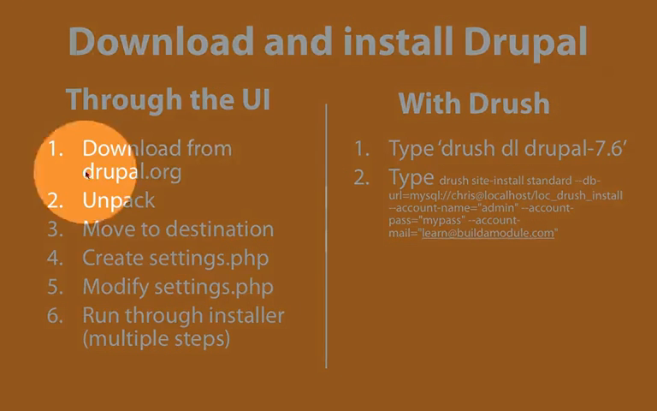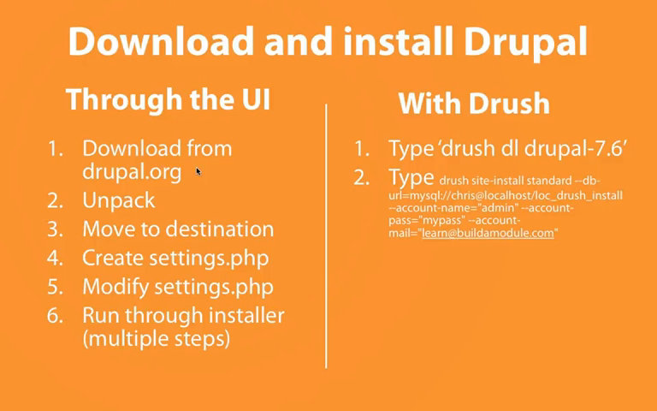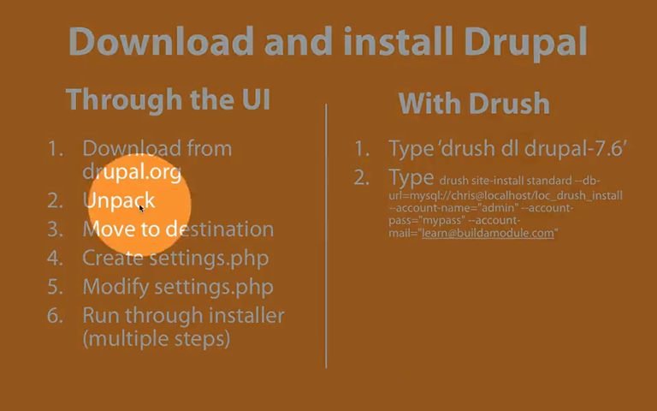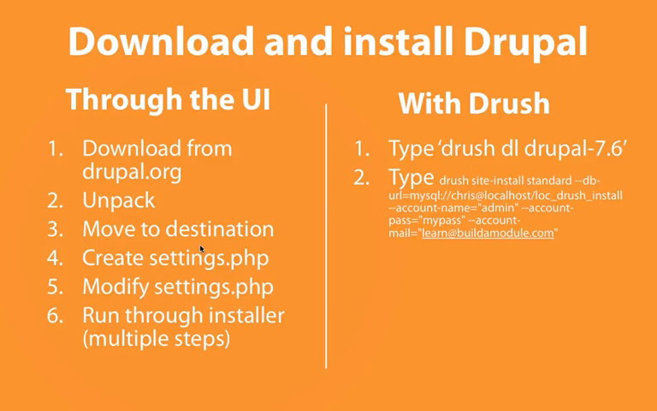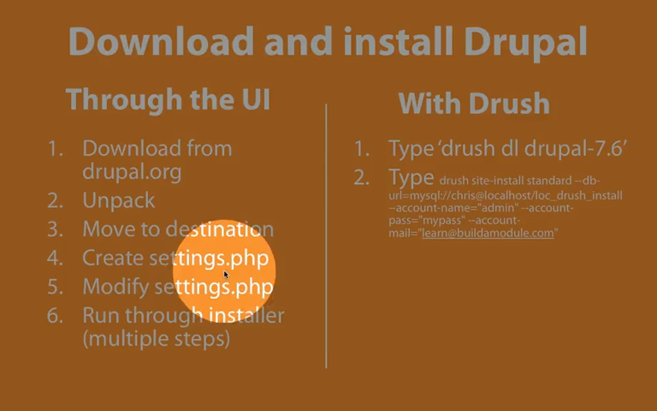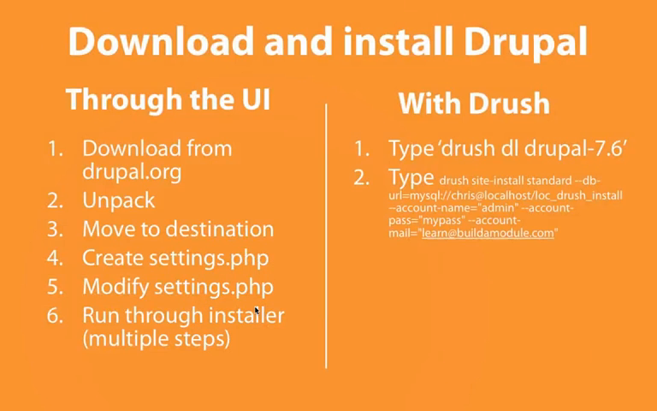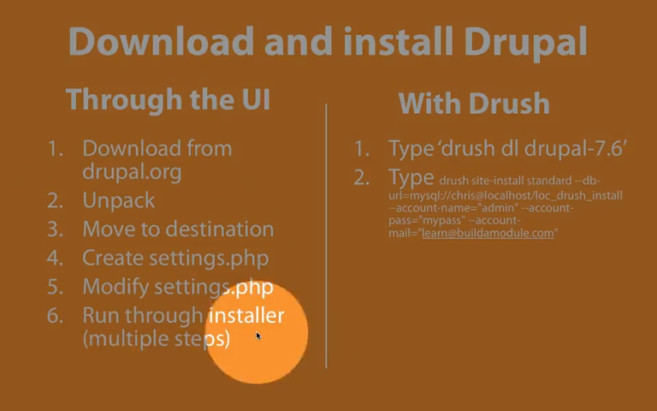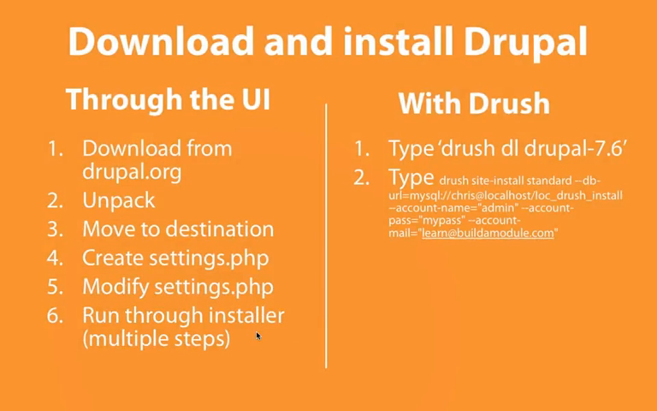Now, for using the UI, we first have to download Drupal from Drupal.org. We need to unpack the file. We then have to move the entire site into where it's supposed to reside finally. We create our settings.php file. We modify those settings inside of the settings.php file. And then we go through the installer process, which is a multiple step process. With Drush, we can do all of that in 2 steps.